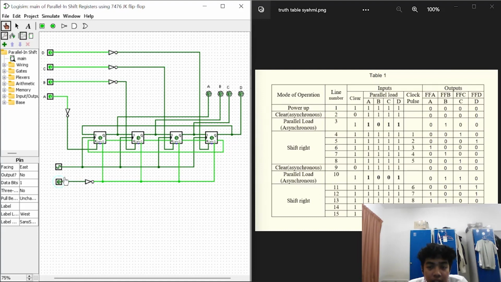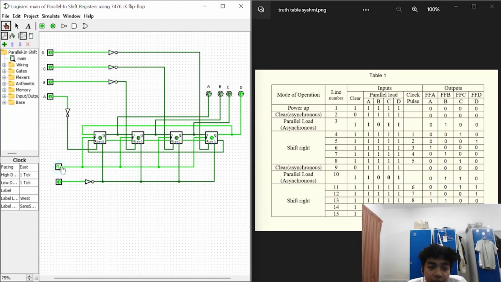For the parallel load, the input is 1, 0, 1, 1, and the output will be 0, 1, 0, 0. And for the next operation, which is shift right, on the first clock pulse the output will be 0, 0, 1, 0. For the second clock pulse, the output will be 0, 0, 0, 1.